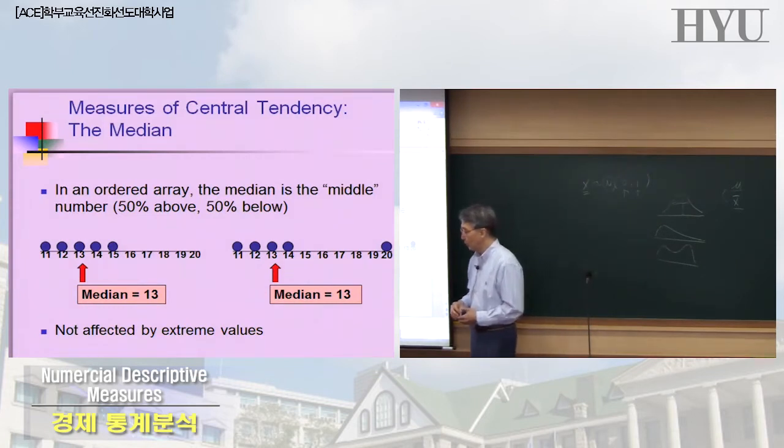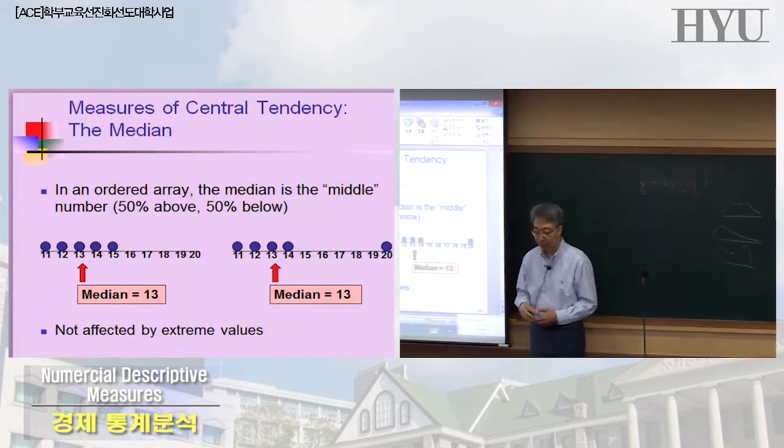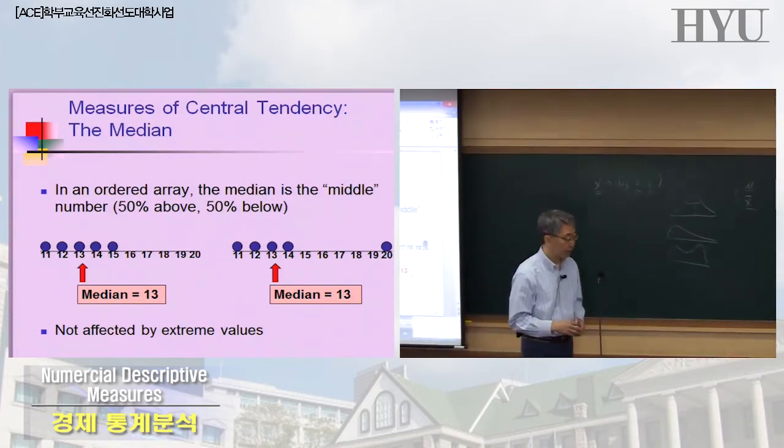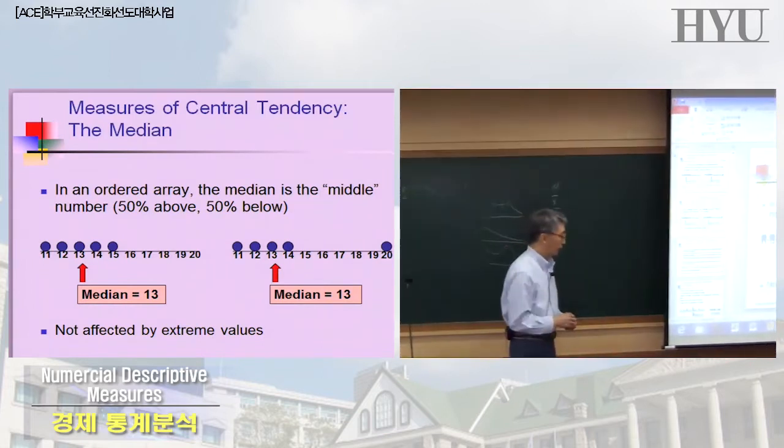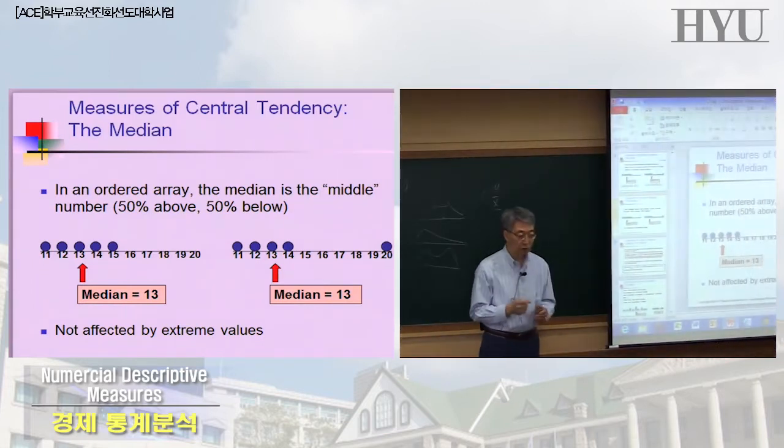Okay, so using the same example, when we have 5 numbers, if you have 11, 12, 13, 14, 15, well, median will be exactly 13 because it has 2 numbers below that number and 2 numbers above that number, right? So in that case, mean will be equal to median in that particular case.